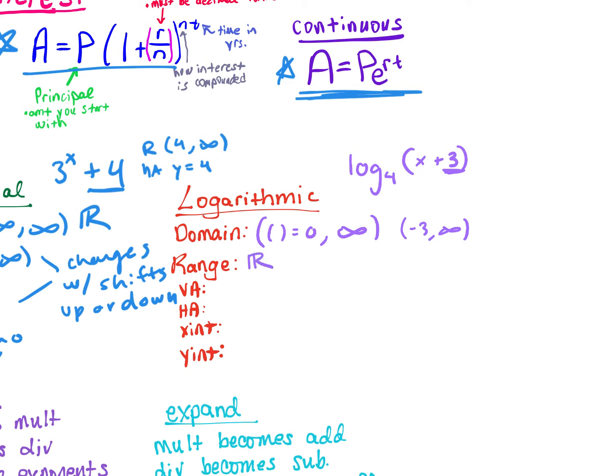How do I find my vertical asymptote? Set the parentheses equal to 0. So same thing, vertical asymptote and domain go hand in hand. Whatever this number is, it's going to repeat here, and it's always going to be x is equal to whatever that number is. So here x would be equal to negative 3. I have no horizontal asymptote. How do I find the x-intercept? Plug in 0 for y. And then the y-intercept, there is none.